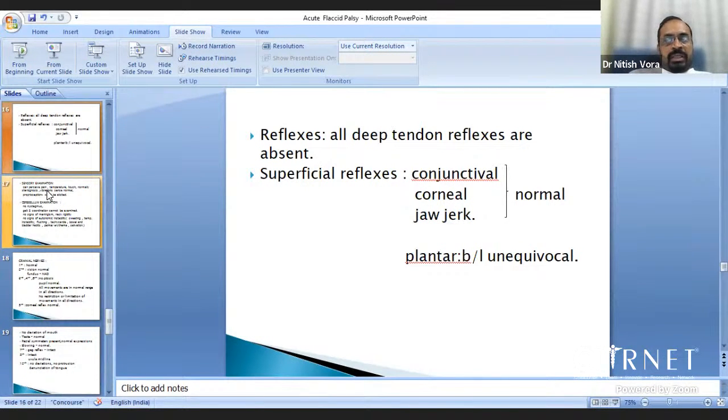You have also taken the superficial reflexes, which are more a part of the cranial nerves as well, like corneal, conjunctival, jaw, and they are normal. So again, you are saying UMN is normal. We are talking about the LMN. Plantar is equivocal. Can you go down a bit more, please?